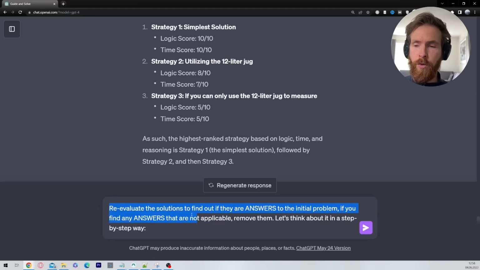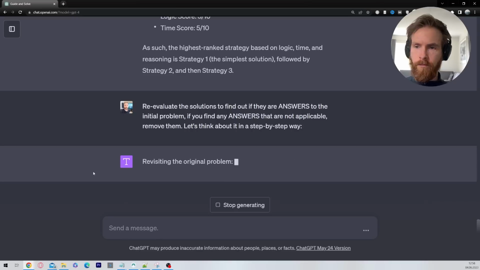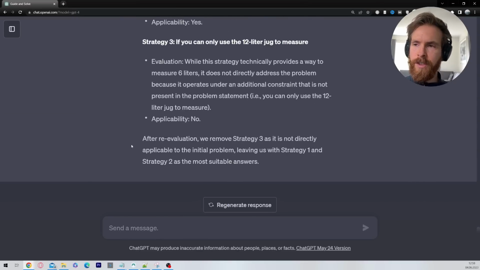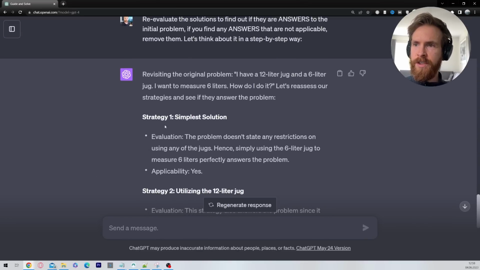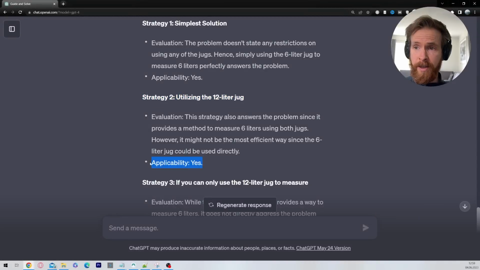I'm gonna do this on a few other problems where this might be applicable. So if you find any answers that are not applicable, remove them. Let's think about it in a step-by-step way. Yes, you can see this is perfect. So you can see in strategy 1, applicability, yes. Strategy 2, applicability, yes.